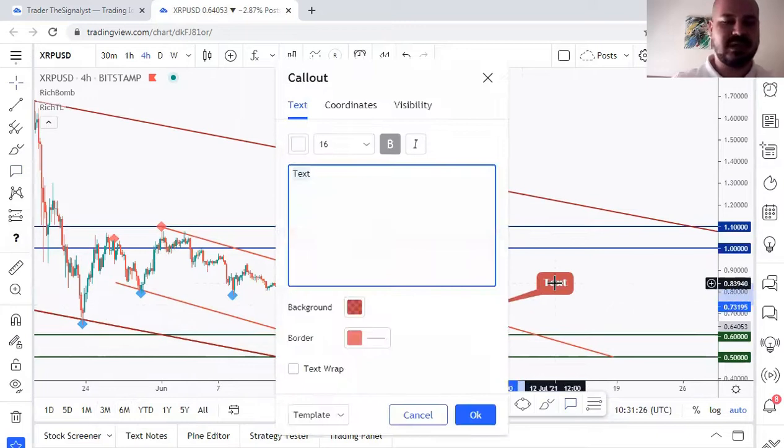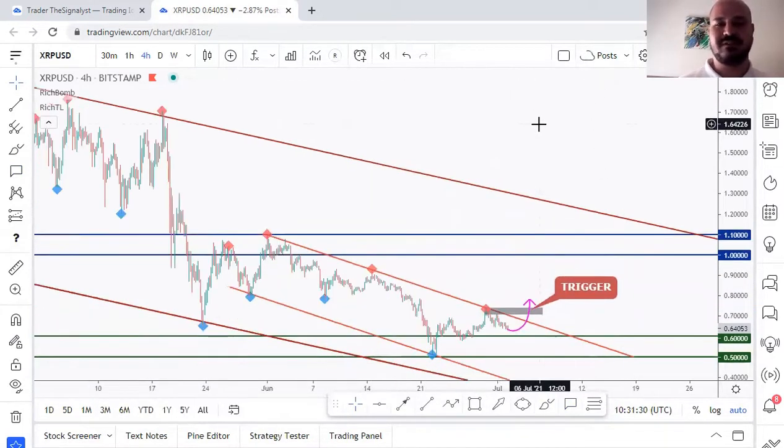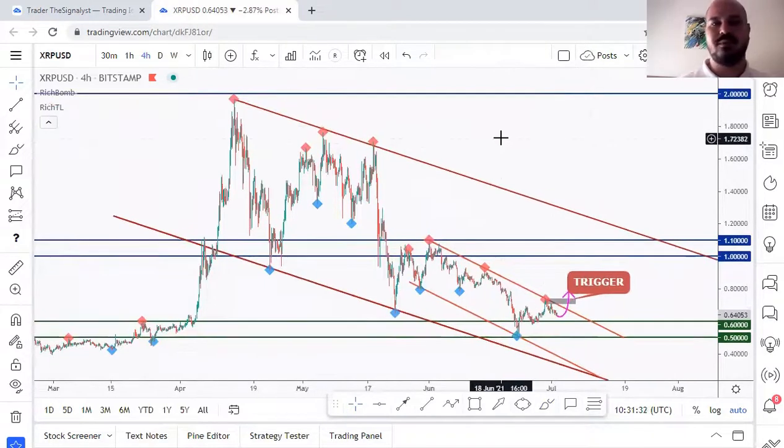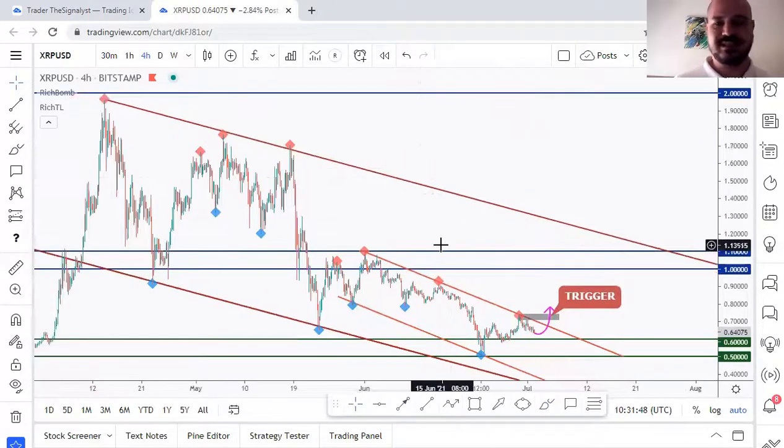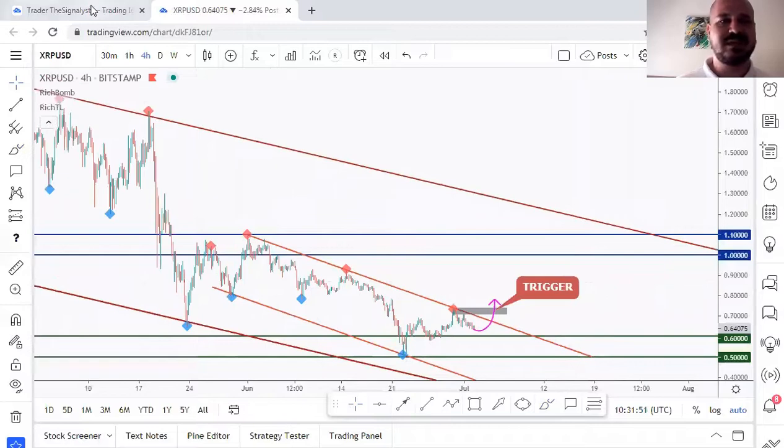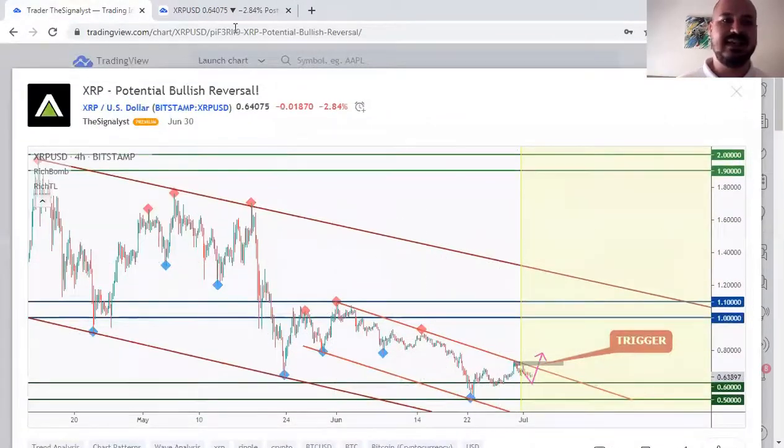So I also highlighted that so that I immediately know what I'm looking for next time I open my XRP chart, because I have a lot of instruments in my watch list. I have stocks, I have forex, I have crypto, and of course every market has a different approach. But let's not get into this for now. This is what I'm waiting for, and this is how I came up with this analysis.